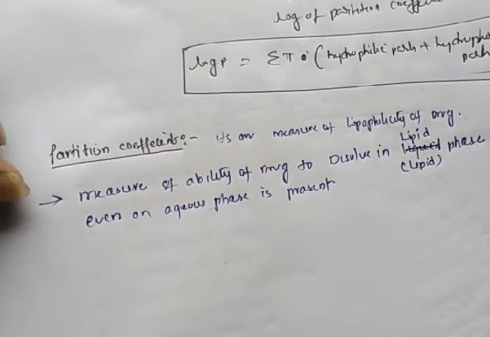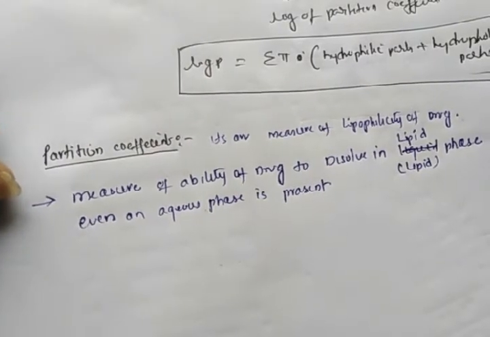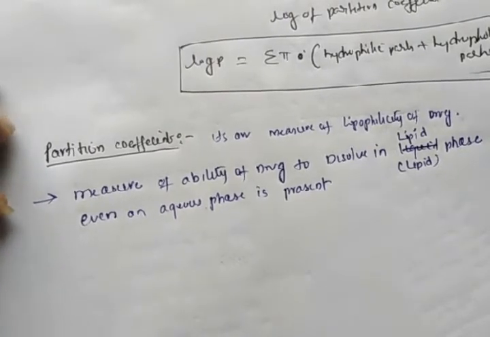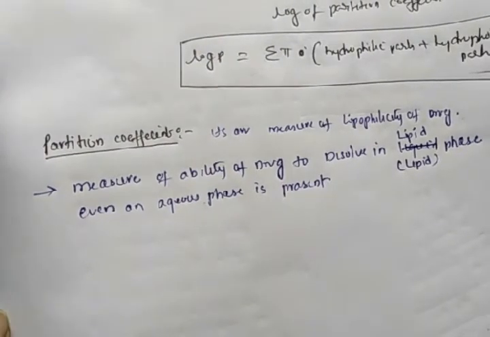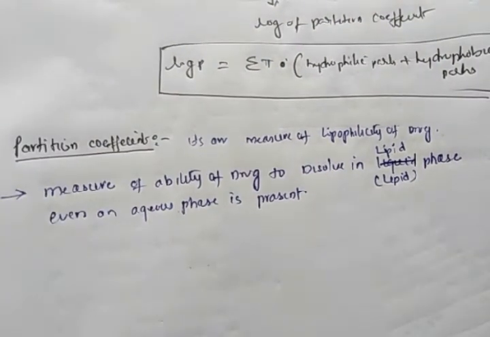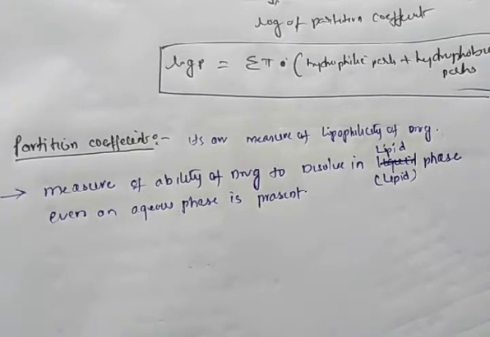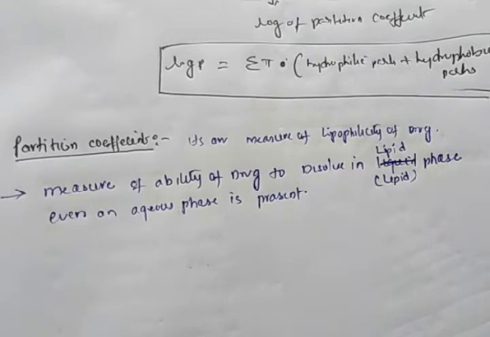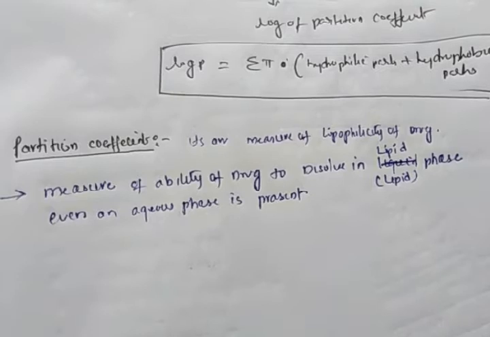We already know that lipid is nothing but oil, and oil and water are insoluble in nature. When you add oil to water, it doesn't mix. To the mixture of oil and water, if you add a drug, and the drug shows more interest to dissolve in lipid, that measurement is called the partition coefficient. How much the drug is showing interest to dissolve in lipid, that measurement is called the partition coefficient.